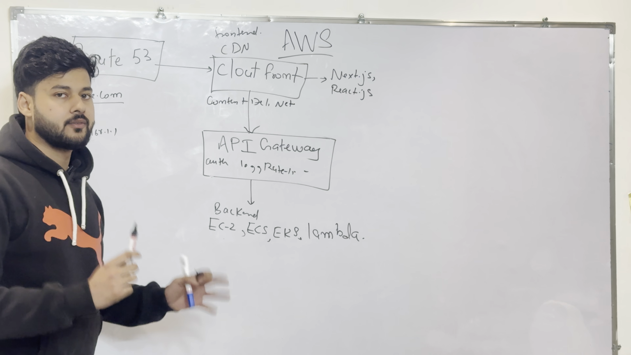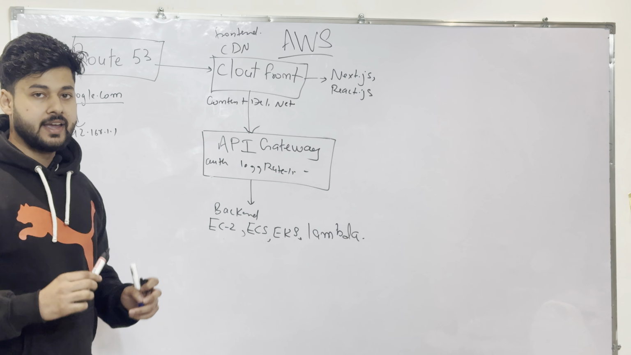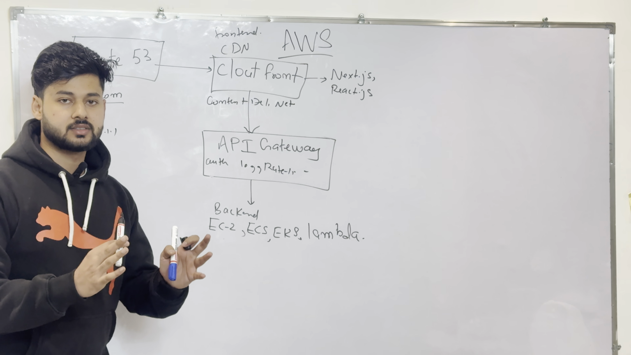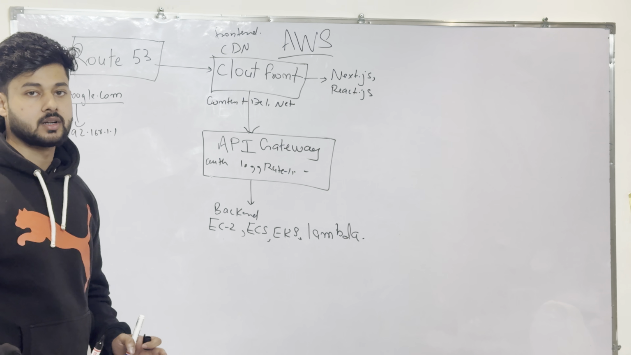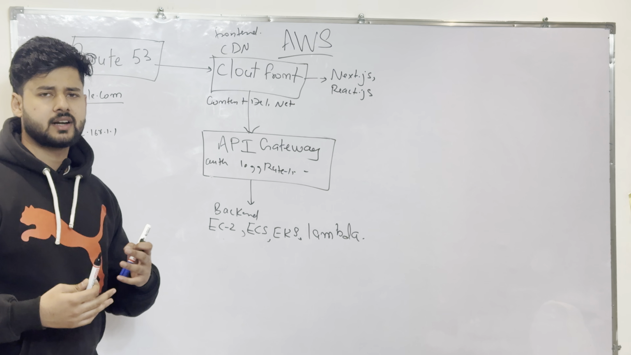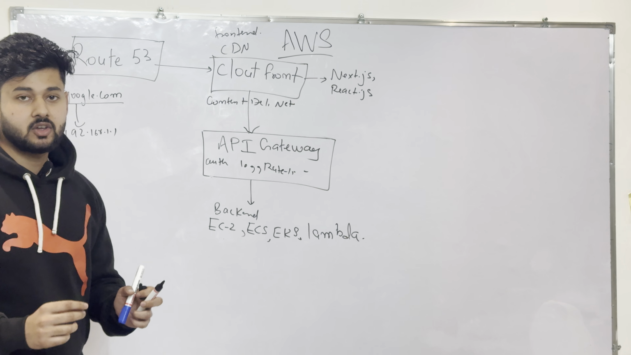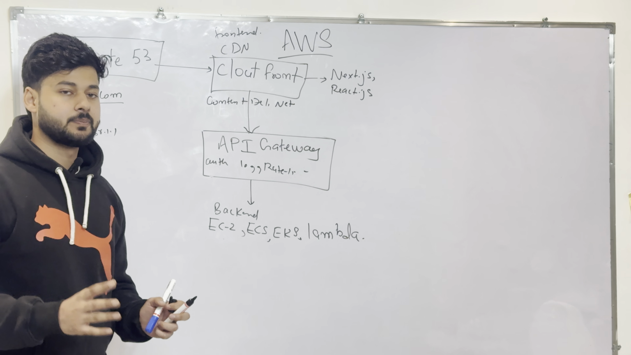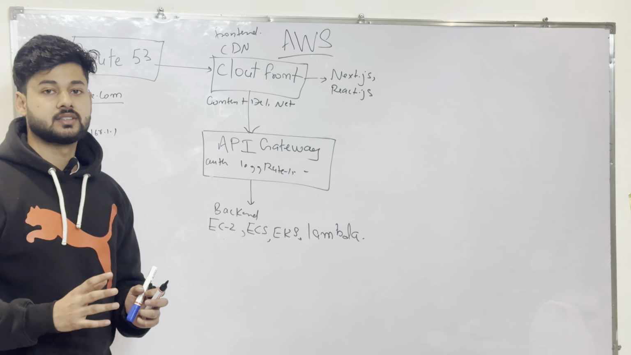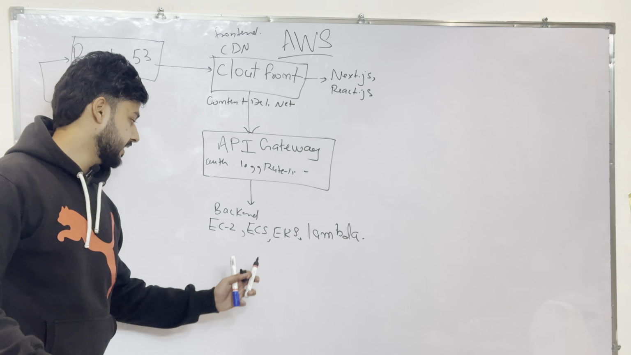You have to manage everything from scaling to security in EC2. In this, you will get a proper operating system and a virtual computer. In that, you have to install everything by yourself: your Node project, your Spring Boot, everything. Then you have ECS, Elastic Container Service. This is for Docker containers. If your application is Dockerized, then you will use ECS.